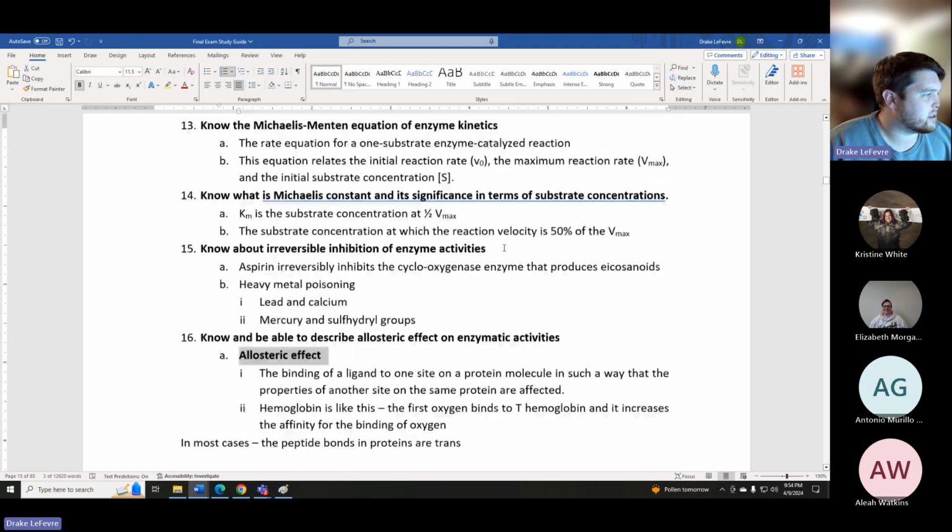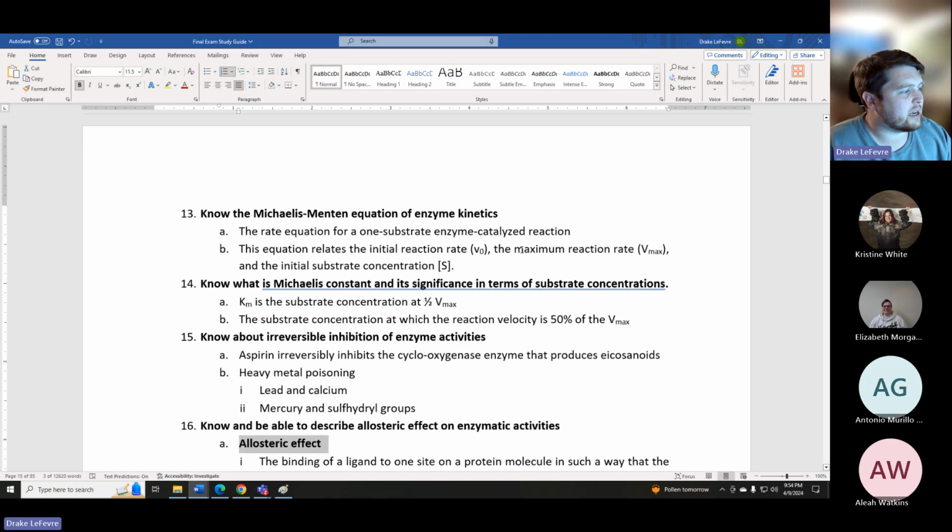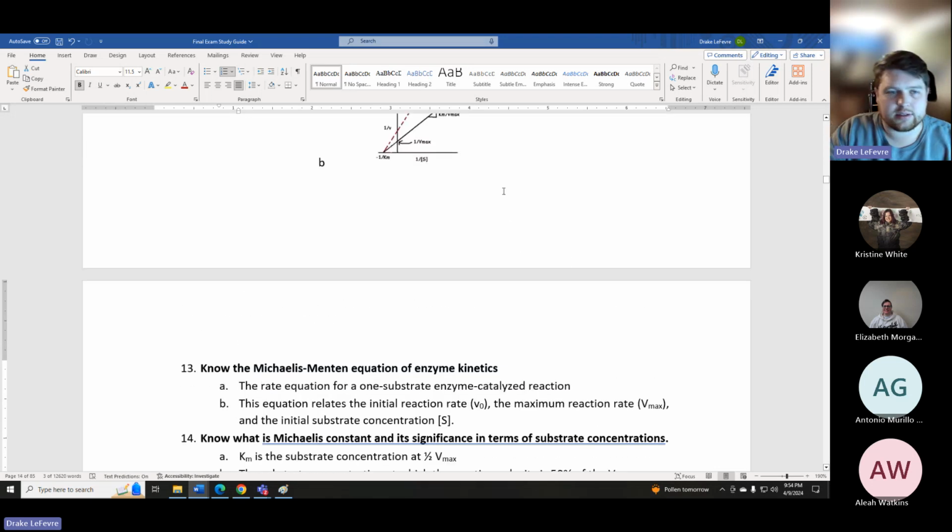Allosteric effect. Do you remember what we talked about with allosteric binding? What that means? It's where an inhibitor or something else comes and binds onto the enzyme at a site other than the substrate's site, other than the active site. Yeah, perfect. That's allosteric binding.